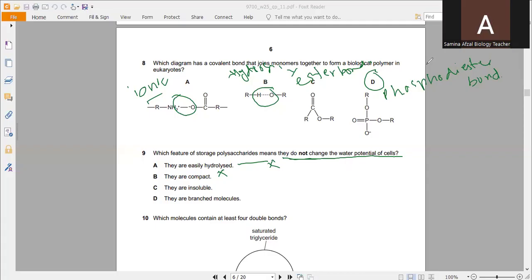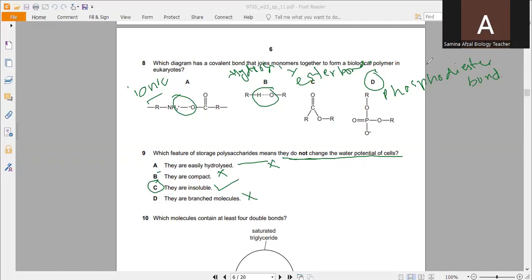So they will not affect the water potential. They are insoluble. This is the correct option because they will not dissolve in the cytoplasm, so they will not change the water potential of the cells. So C is the correct option. They are branched molecules. Again, this is not the correct option. C is the correct option.